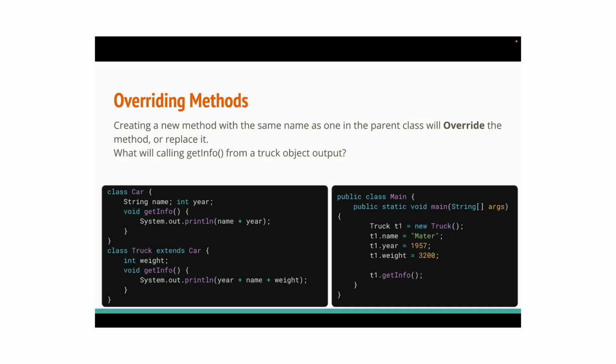All right, so let's look at these two classes. Class Car defines getInfo as name plus year. Truck defines getInfo as print out the year plus the name plus the weight. So as we know, if we define something in a child class and a parent class, the child class method is going to override the parent class method. So in this case, it is going to call this getInfo method with year, name, and weight. So it is going to print out 1957, Mater, 3200.